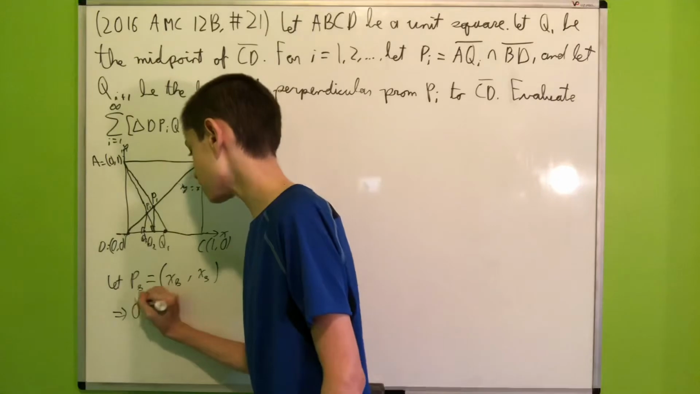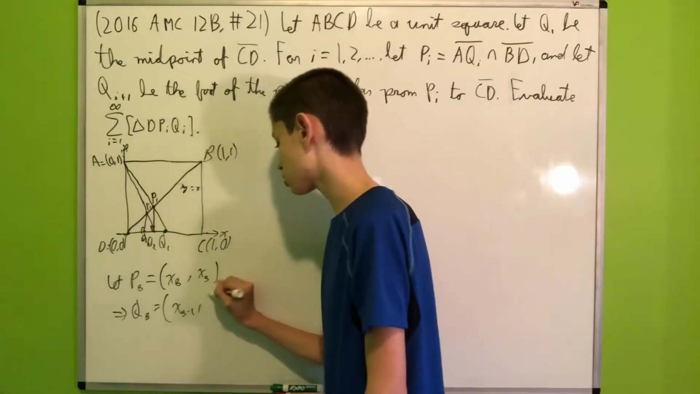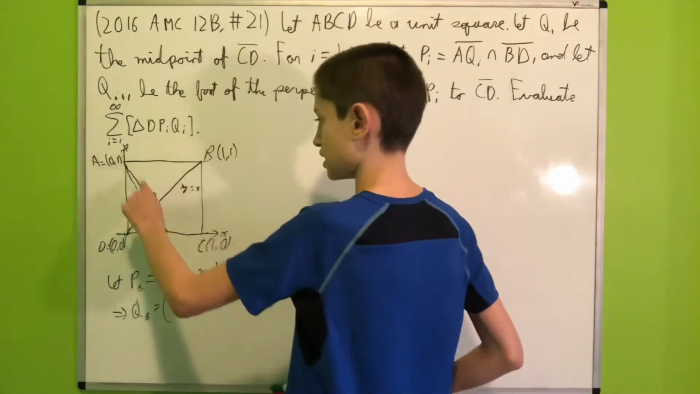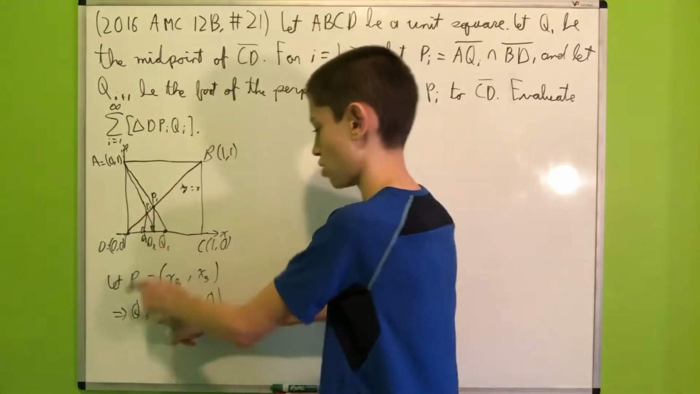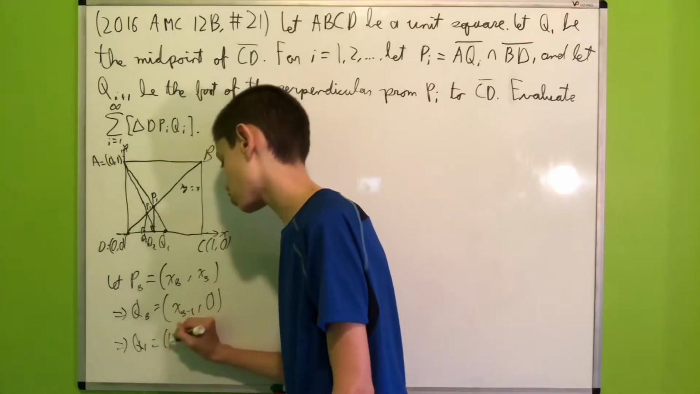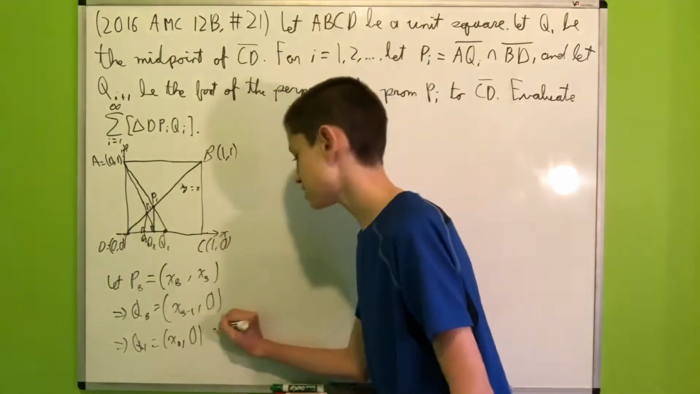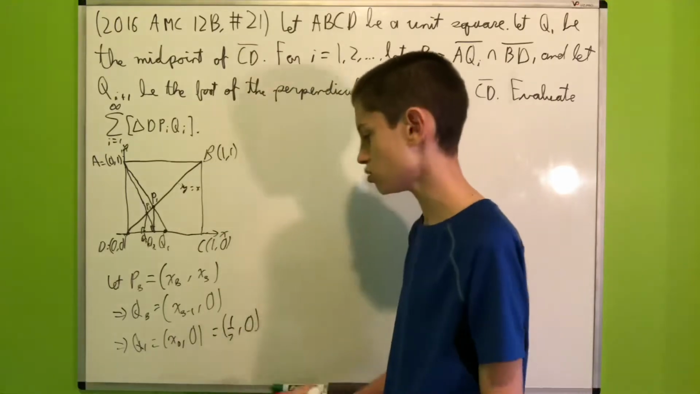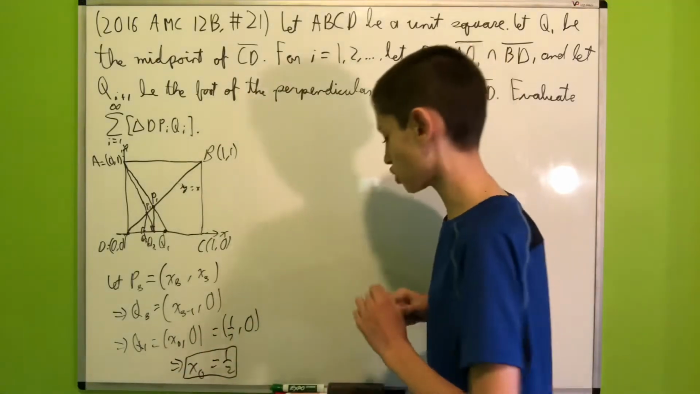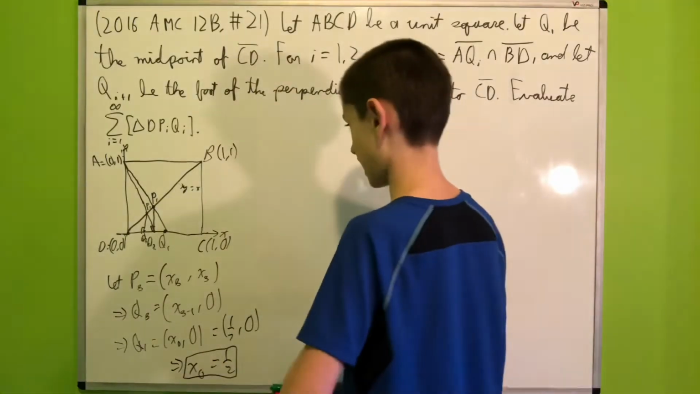And then this means that the coordinates of Qk will be (xk-1, 0). The y coordinate is 0 because they all lie on CD, which lies on the x-axis, and it will be xk-1 because here we have Q2 has coordinates (x1, 0). And then this implies that if we let k be equal to 1, we have Q1 has coordinates (x0, 0), but since it is the midpoint of CD, it has coordinates (1/2, 0), which means that x0 equals 1/2, and this is a very important initial condition. And now what we want to do is find a recursive formula for xk, and here's how we're going to do this.